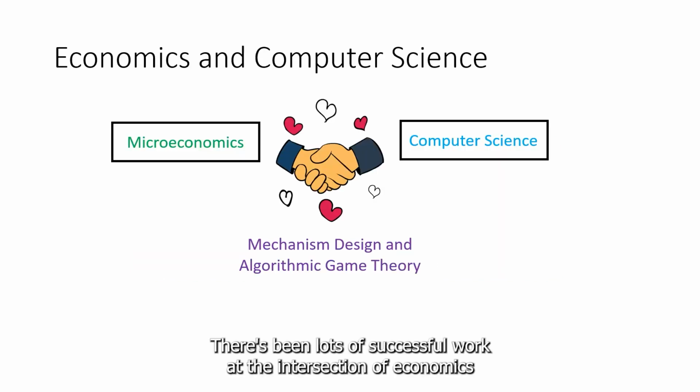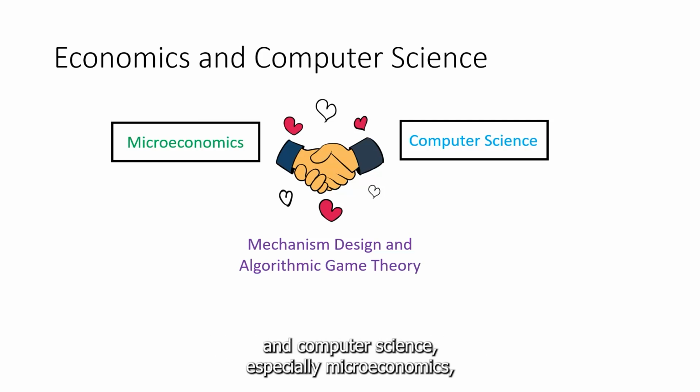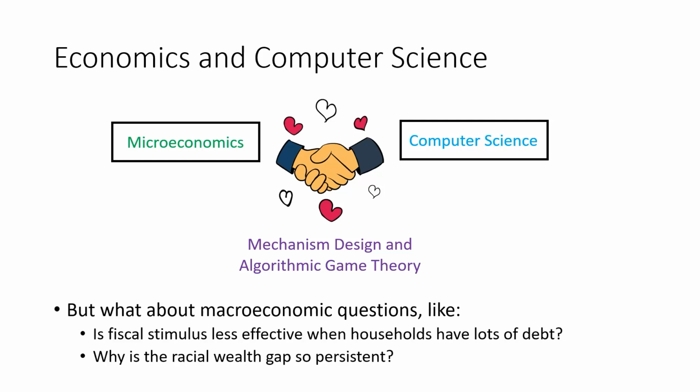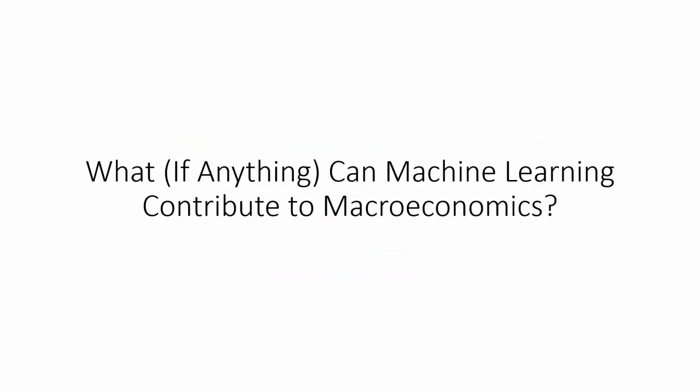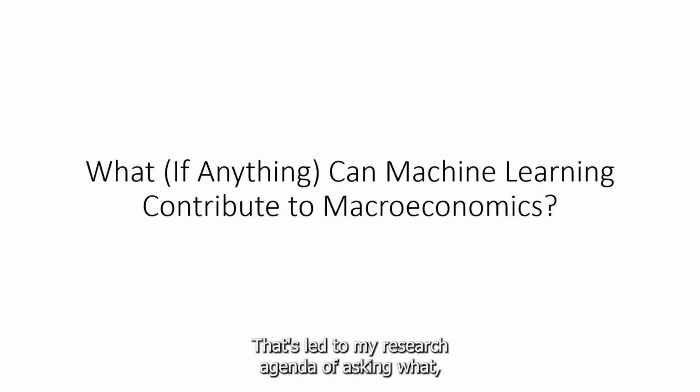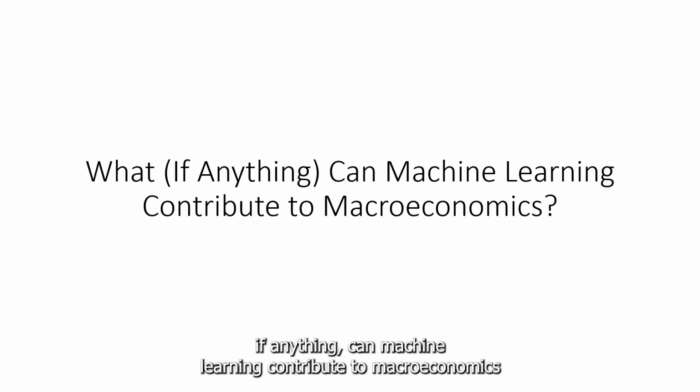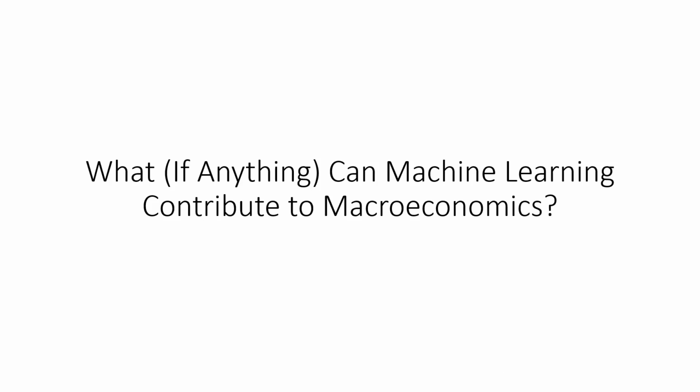There's been lots of successful work at the intersection of economics and computer science, especially microeconomics in the fields of mechanism design and algorithmic game theory. But what about macroeconomic questions, like is fiscal stimulus less effective when households have lots of debt, or why is the racial wealth gap so persistent? That's led to my research agenda of asking what, if anything, can machine learning contribute to macroeconomics?